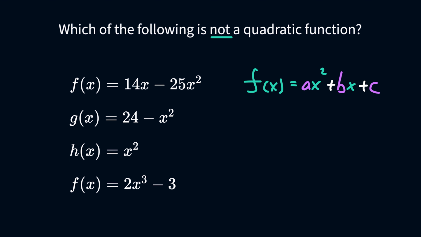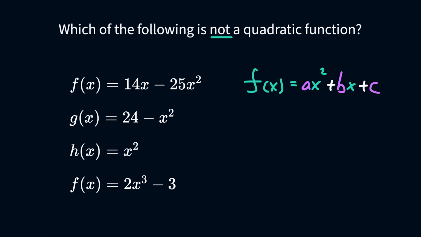Next choice, we have 24 minus x squared. Now in this case, we are slightly different from the standard form. There is no bx term. So this is missing a bx term, no big deal. That's the most important term. That's fine. In our third choice here, we have an x squared. Now, both the bx and the c are missing. No big deal, though. This is the most important term, so that's actually quadratic.